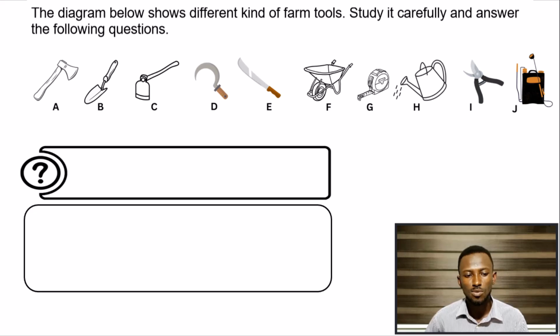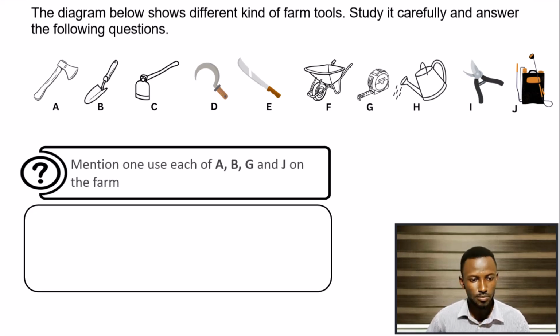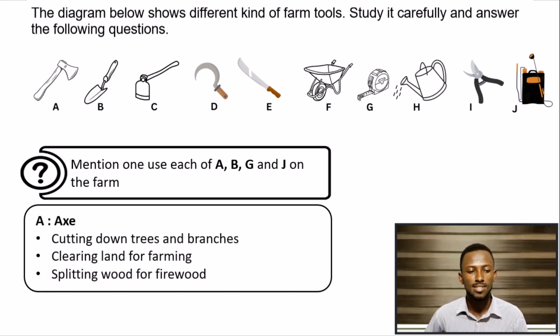For our next question, we are to mention one use each of A, B, G, and J. And for A, there is an axe. An axe can be used for cutting down trees or branches, or you can also use it for clearing land for farming. Any of these uses of an axe is valid. It can also be used for splitting wood for firewood.